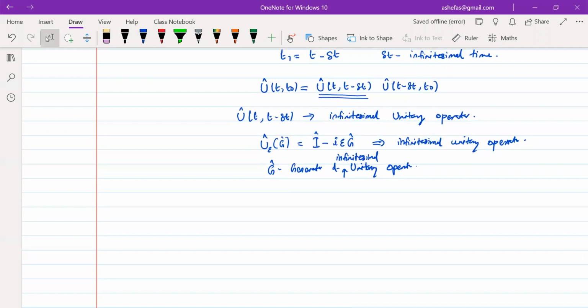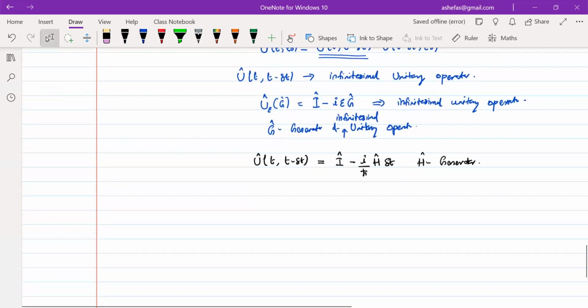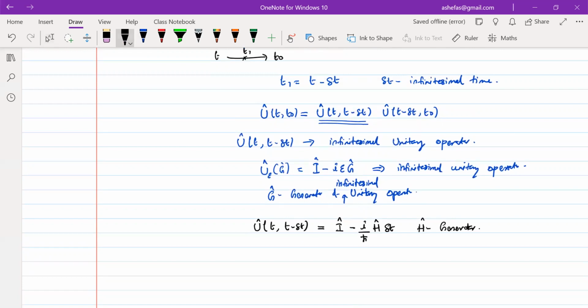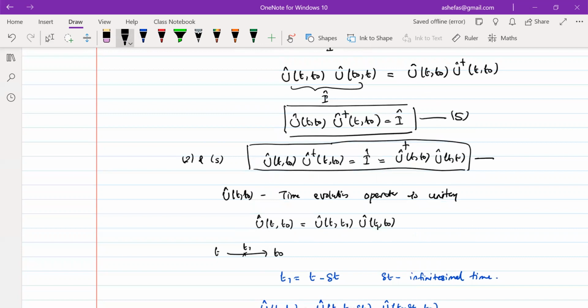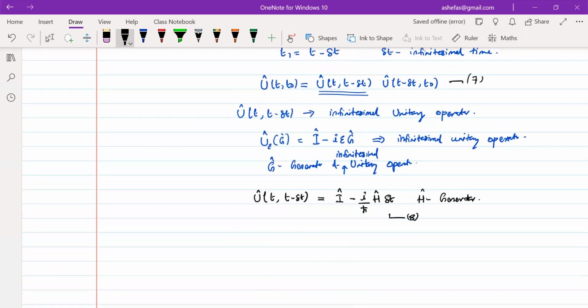So the infinitesimal unitary operator U(t,t minus delta t), the time evolution from t minus delta t to t, a very small amount, can be written as identity operator minus i by h cross H times delta t. Here instead of G, I am representing it as H. Here H is the generator. Then you can substitute this into our previous equation. This is equation number 6, equation number 7, then 8, and substitute 8 in 7.